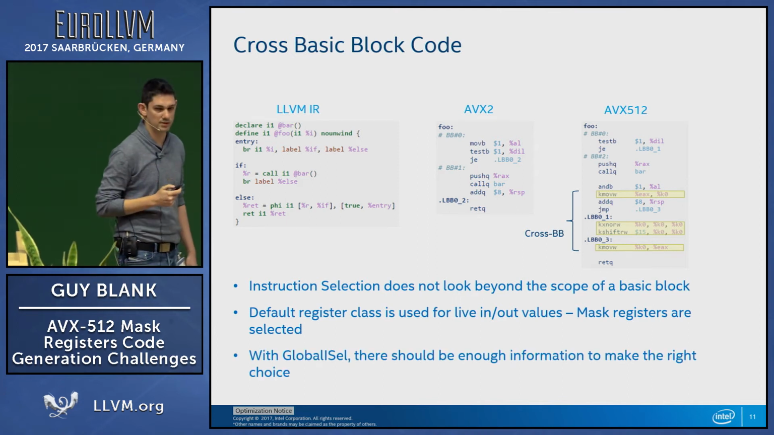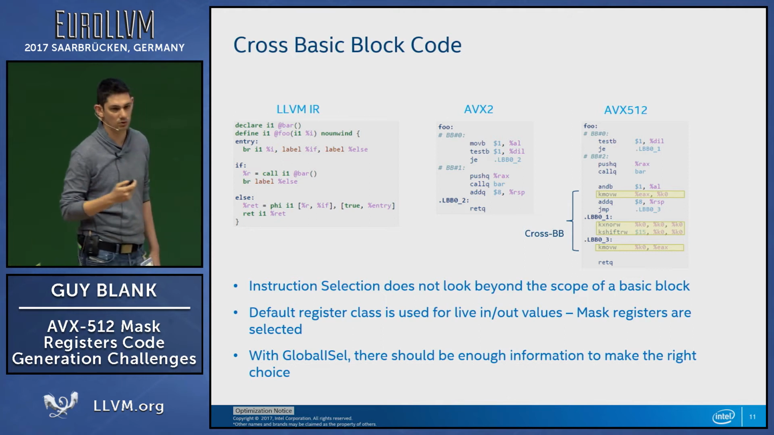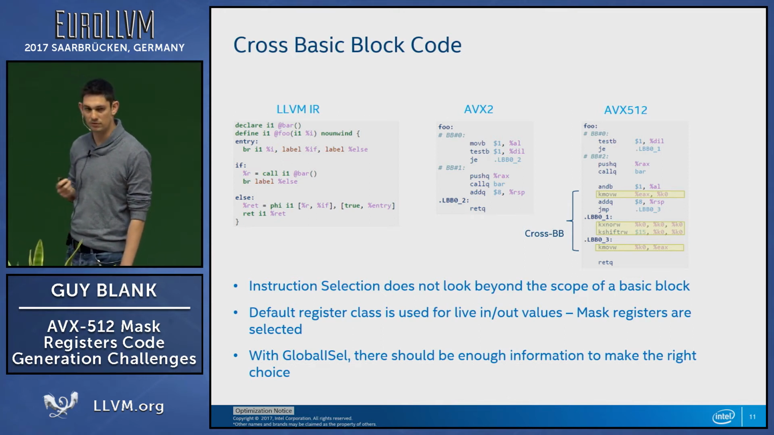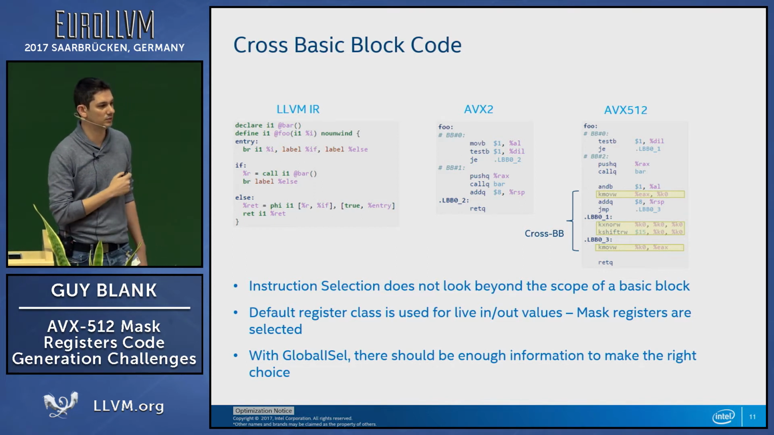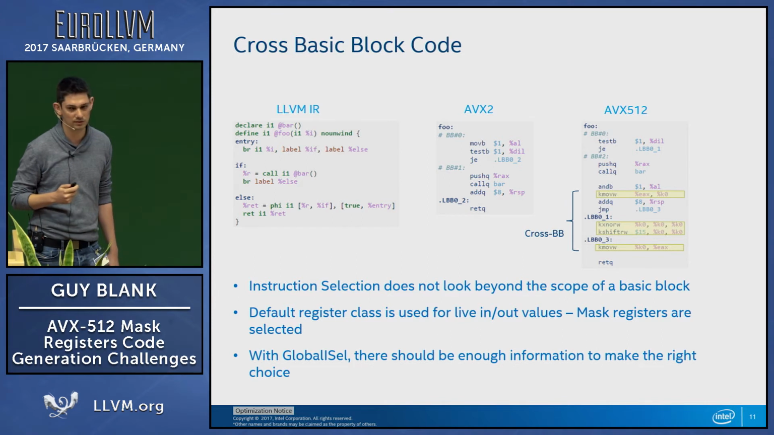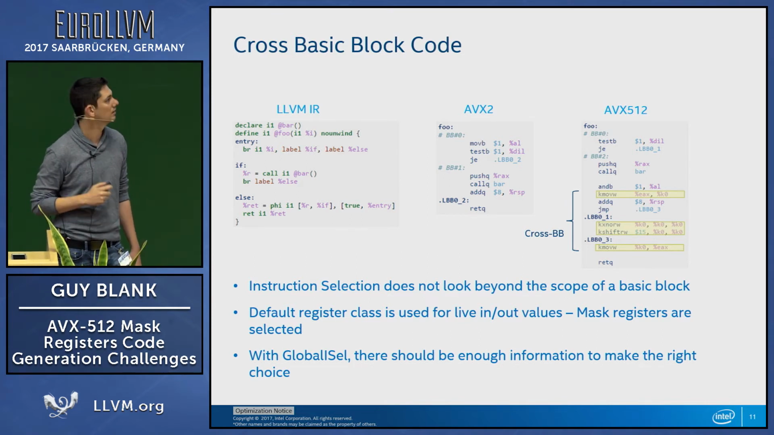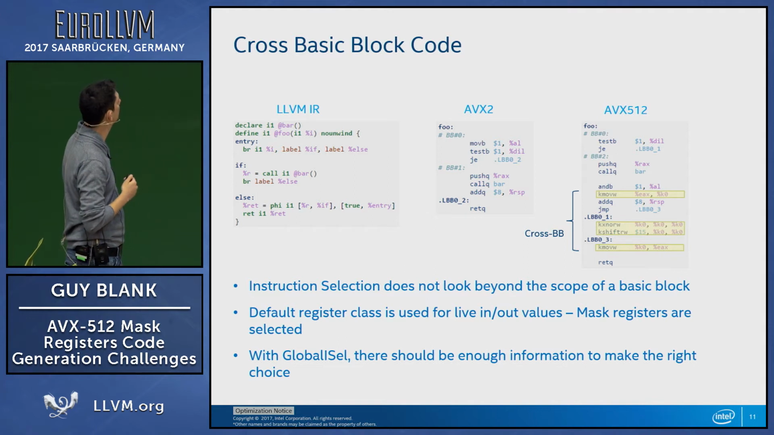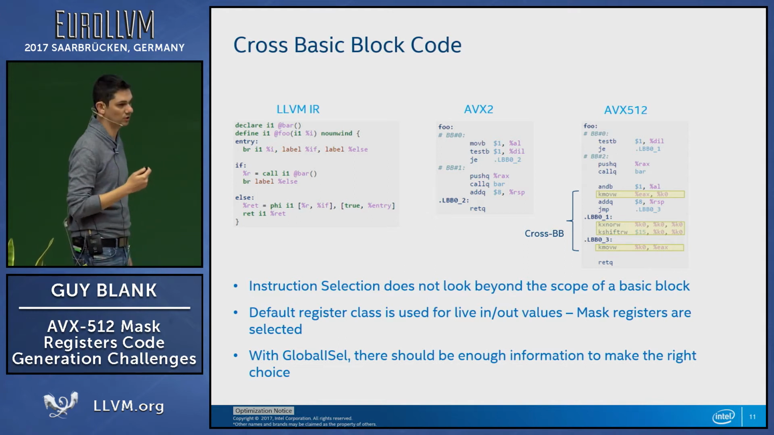Now, there is an effort of developing global ISel right now. And in global ISel, we can see the entire function. So we would expect this to be solved in global ISel because we will have all the information we need to make the right decision. But we also want to solve it in the short term, to at least emit better code.